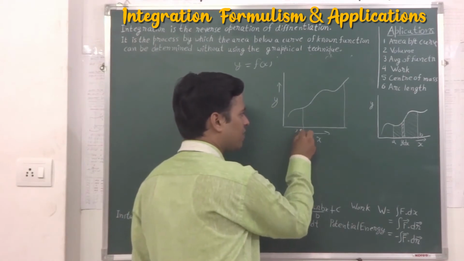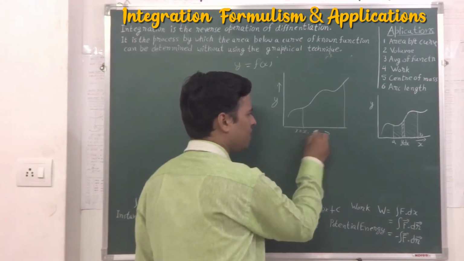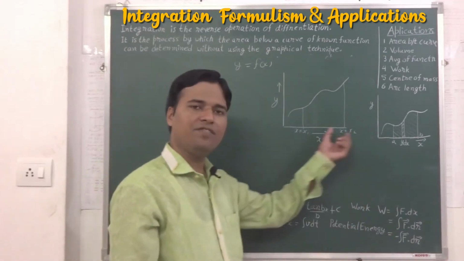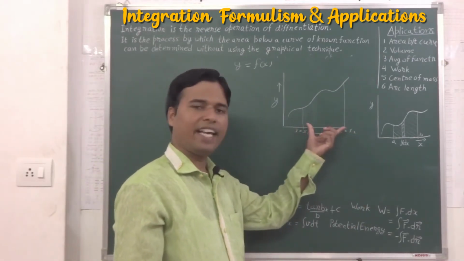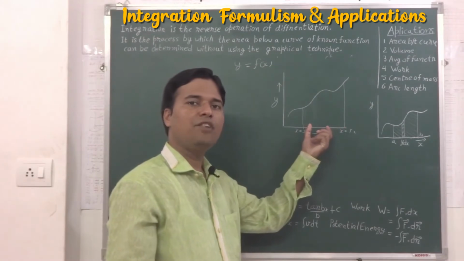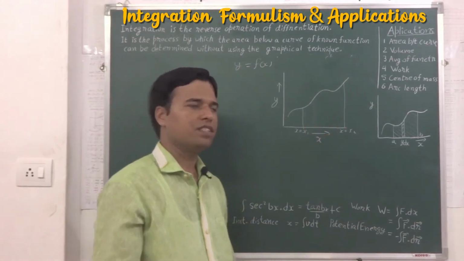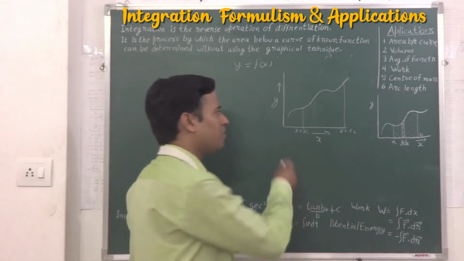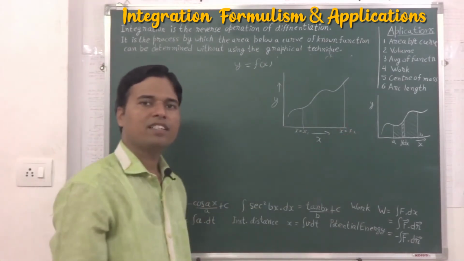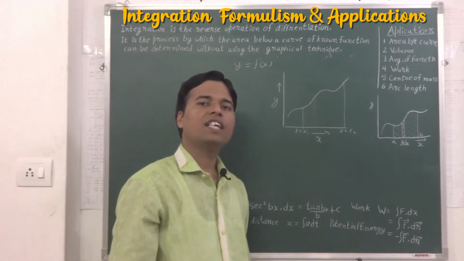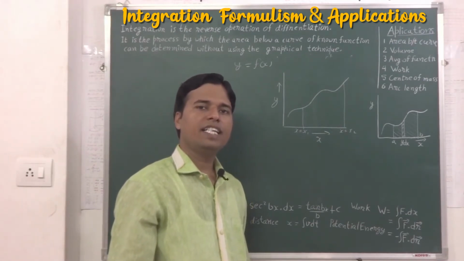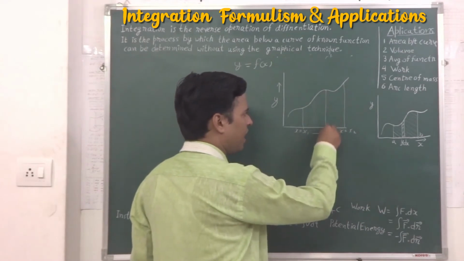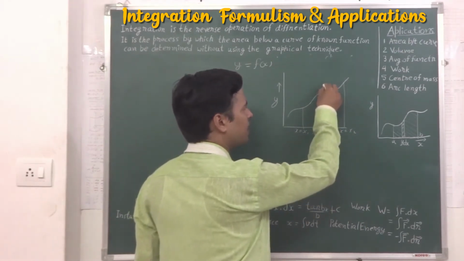Here the x value is x1, here x value is x2. We will divide this complete area in infinitely small strips. These strips are vertical and parallel to each other. These small strips are so small that in the area of a single strip, the y value will not change.